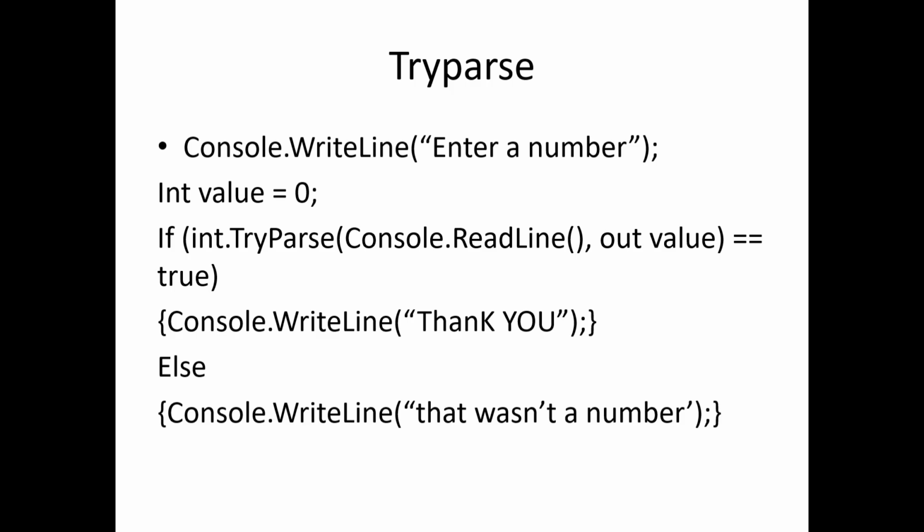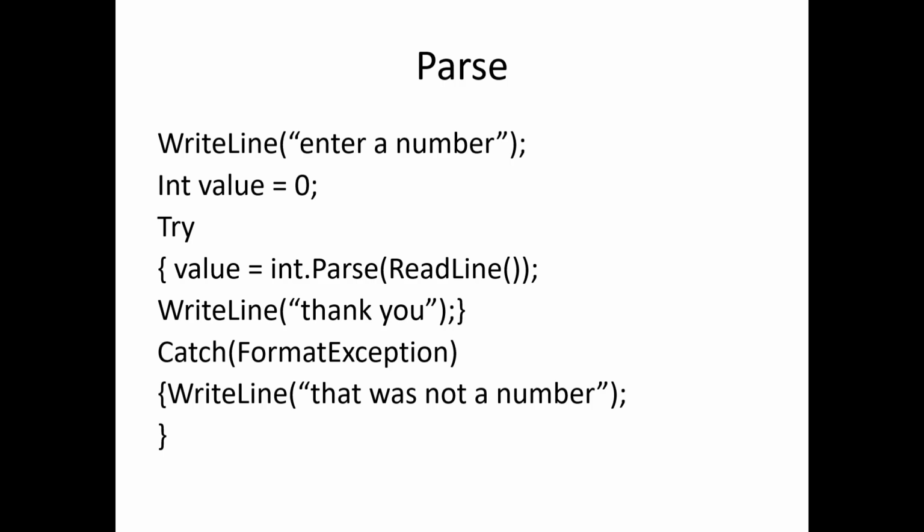Now coming to Parse, it is just like TryParse but has a different syntax. We ask the user to enter a number and we initialize the value variable as 0. Then in the try block we assign the variable value as int.Parse(Console.ReadLine()). Now Parse will check whether it can be converted into int or not. If it can be converted into int, the code will display "Thank you". If it cannot, the catch block will be executed and the code will display "That was not a number".